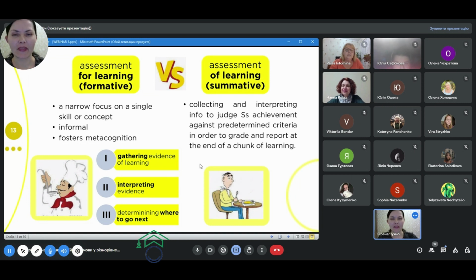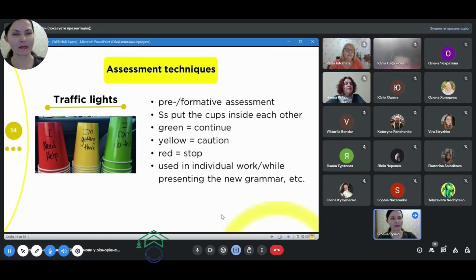Okay. And now I'm going to present some assessment techniques. I have tried to choose those that seemed fun. Here you will see techniques for all types of assessment. The first technique is called traffic lights. Maybe you have tried that yourself. So this technique can be used as a pre-assessment or diagnostic assessment. It can be used as a formative assessment, depending on how you organize the process.